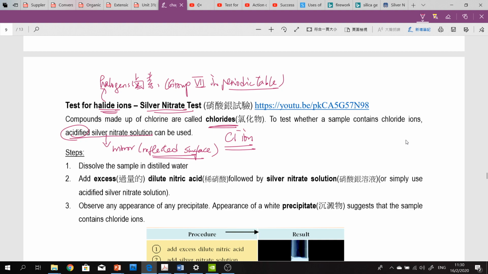So how do you carry out the silver nitrate test? First of all, you are going to remember the steps. If the sample is a solid, you dissolve it in distilled water. If it is a seawater sample, for example, step 1 can be skipped and you add step 2 directly.